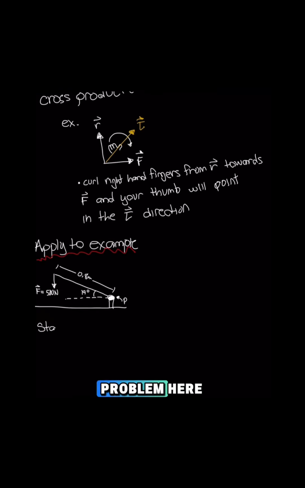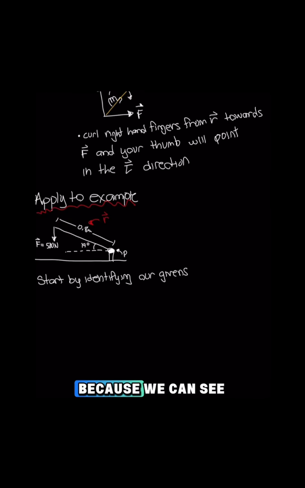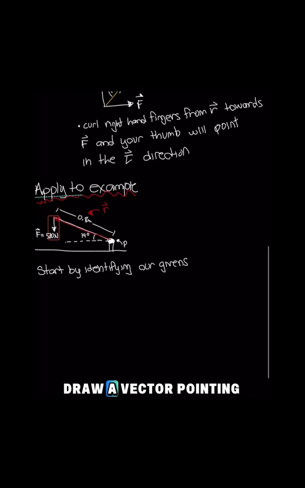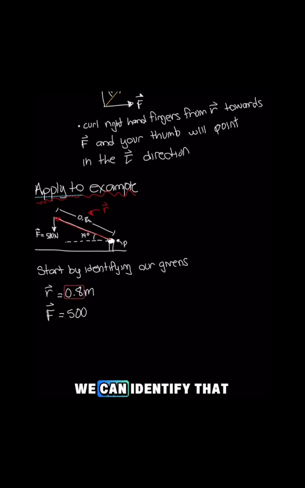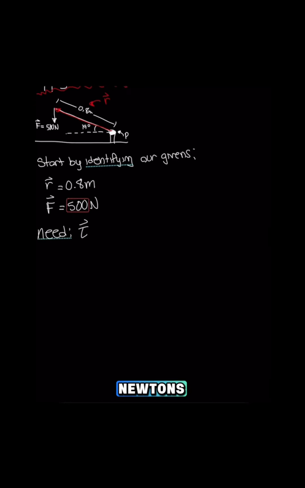This is our example problem here, and we can start by identifying our givens. This is clearly going to be our R vector because we can see that from the point, we just draw a vector pointing towards where the force is acting, and the result will be that vector there. The R vector is equal to 0.8 meters. We can identify that the force is equal to 500 newtons. We need to find the torque.